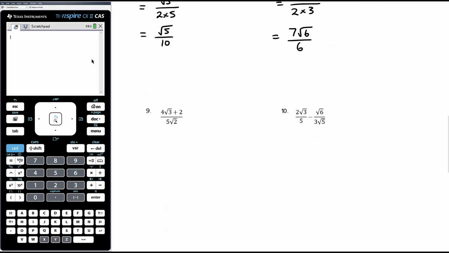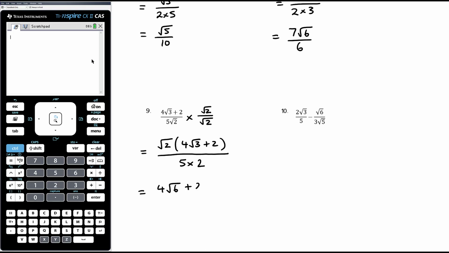Okay, question 9. Again, we want to multiply top and bottom by root 2, focusing on what makes this rational. We do the same to the numerator. So on the numerator we have root 2 times 4 root 3 plus 2, and on the denominator we're going to have 5 times root 2 times root 2, which is 2. Let's expand out the numerator: 4 times root 6 plus 2 times root 2, all over 5 times 2, which is 10.